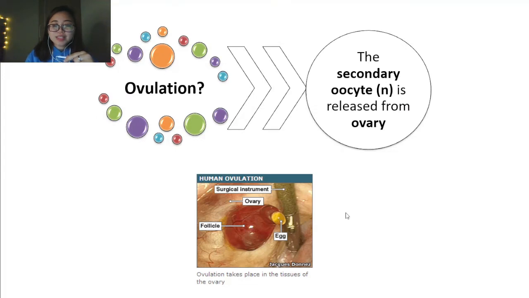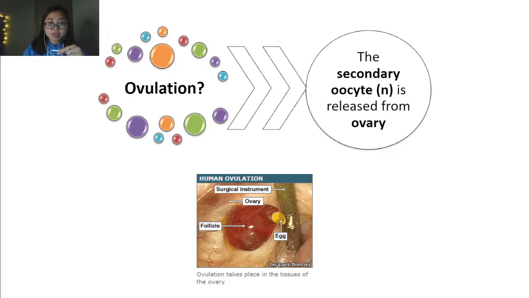And then it will undergo ovulation. Okay, bila dia sudah matang, okay, dia sampai sudah metaphase 2, dia akan tunggu ovulation. Ovulation is when the secondary oocyte is released from the ovary. Bila secondary oocyte itu sudah cukup matang dan sedia, dia akan dipicit keluar daripada ovary. Dan proses pengeluaran secondary oocyte itu adalah ovulation. So here you have an article that shows ovulation taking place during a surgery.